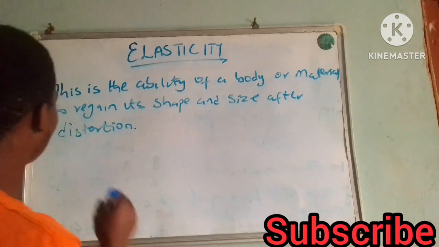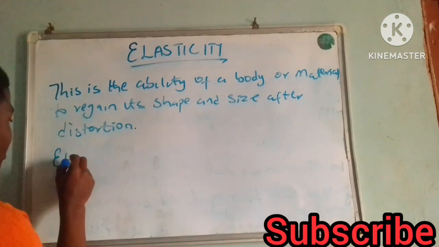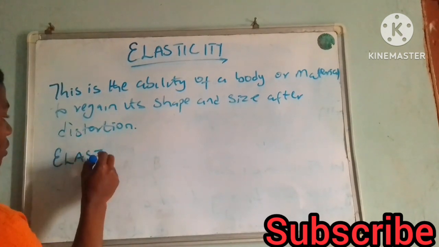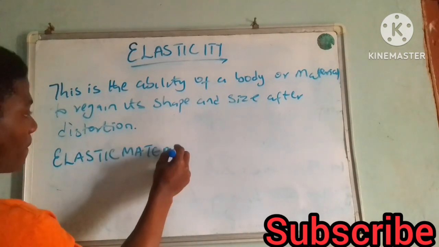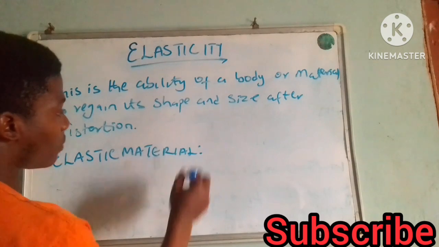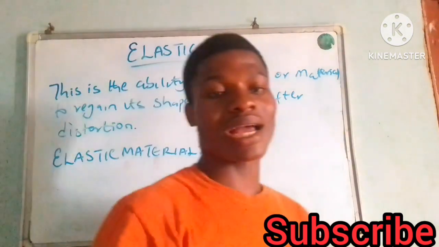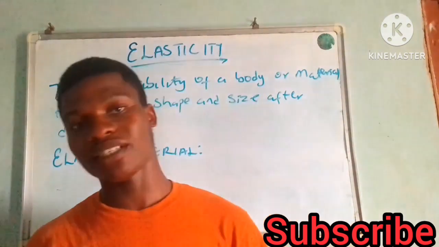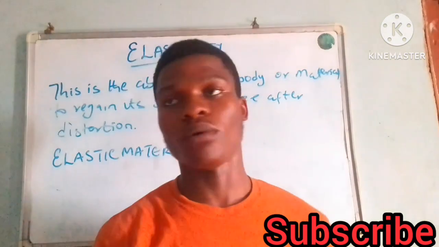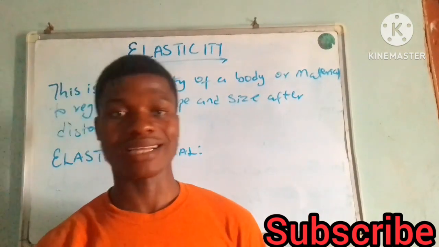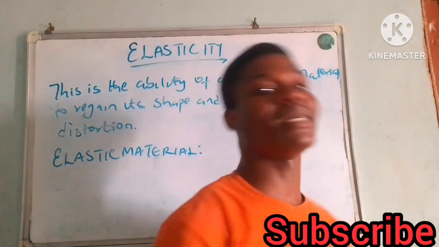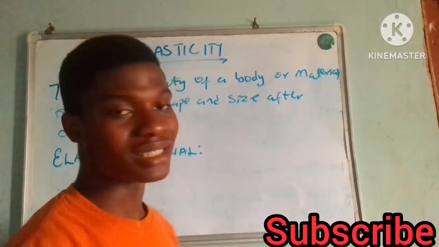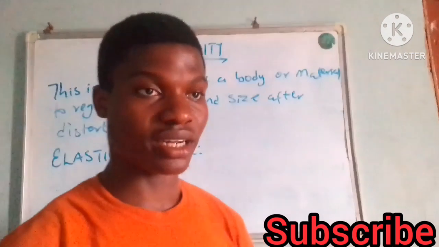And we will talk about elastic material. An elastic material is a material that has that ability of regaining its shape and size after distortion. For example, I used a rubber band as an example. So a rubber band is an elastic material.